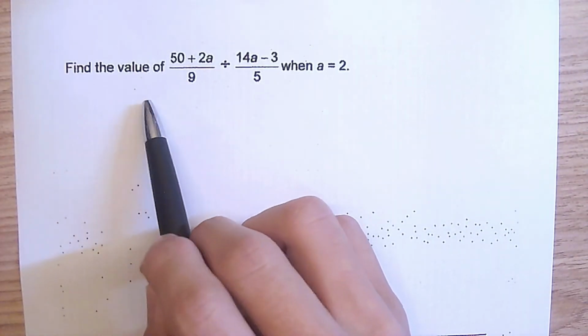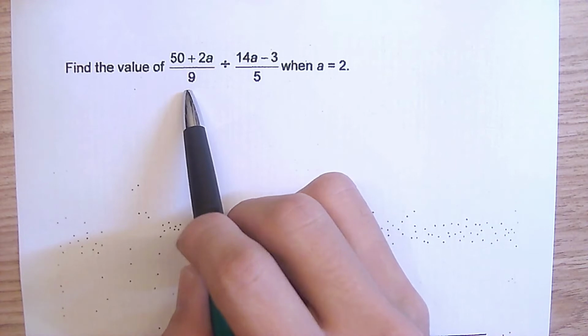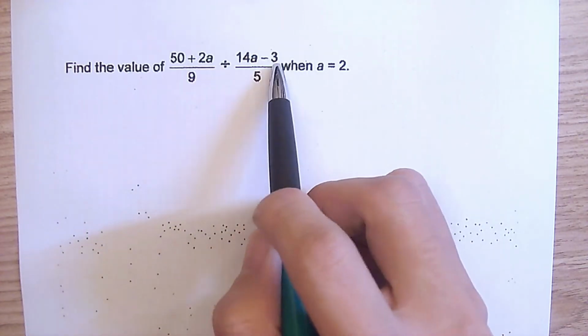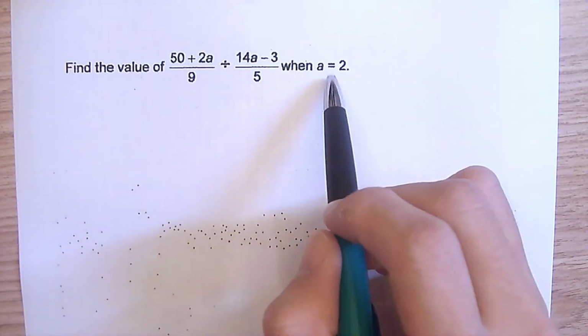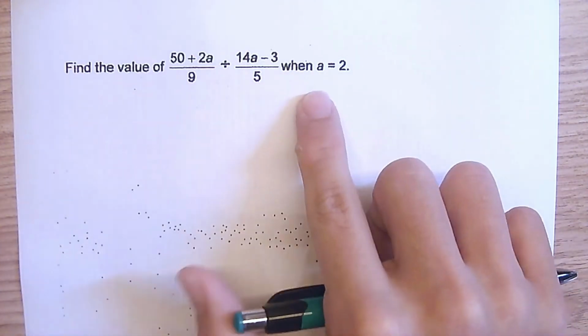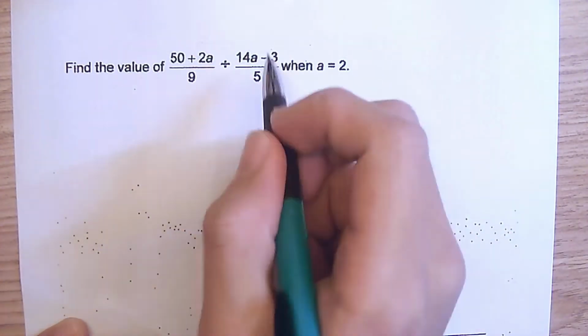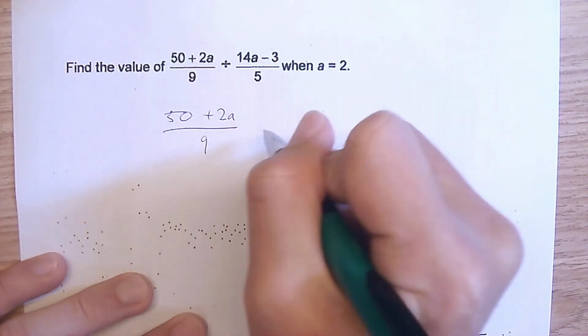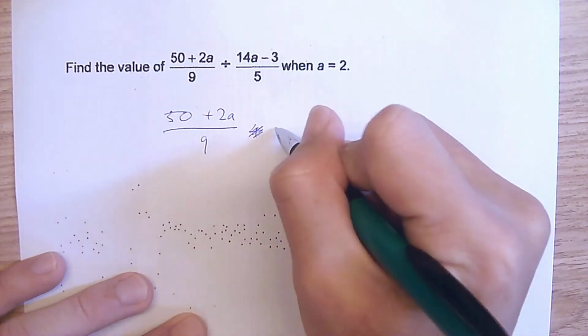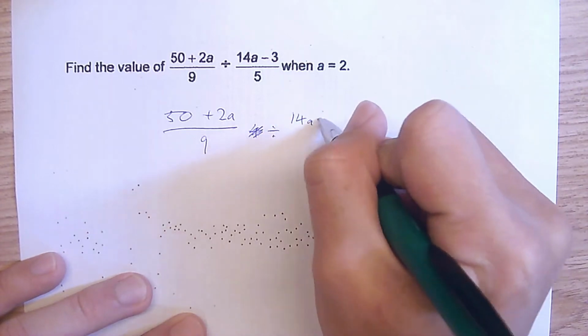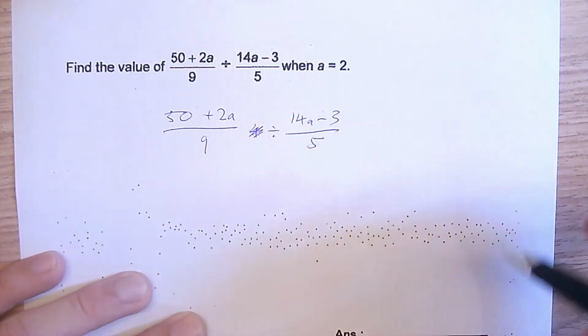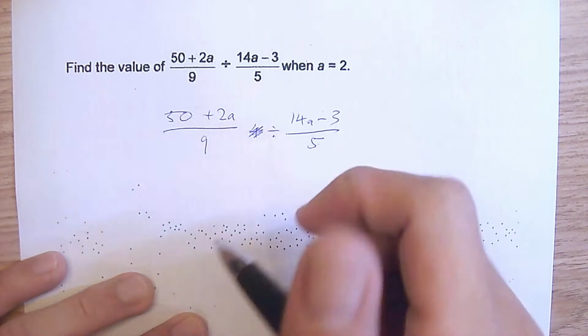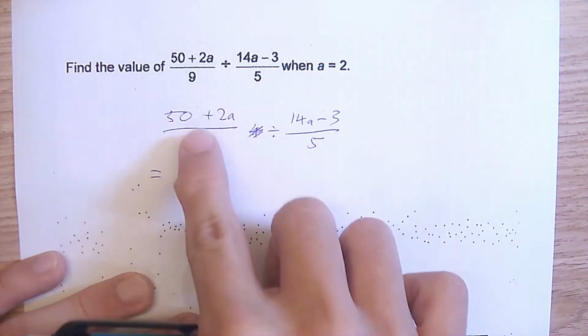Find the value of 50 plus 2a over 9, divided by 14a minus 3 over 5, when a equals 2. To do this question, copy down the original first, okay? 50 plus 2a over 9, divided by 14a minus 3 over 5. Okay, copy down the original. After that, substitute all the values of a inside.